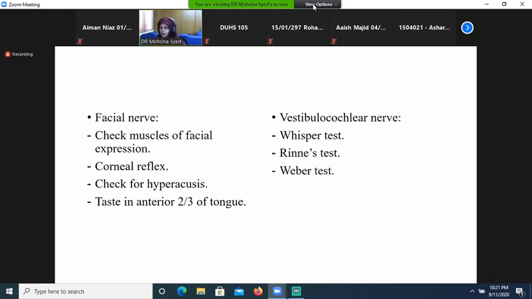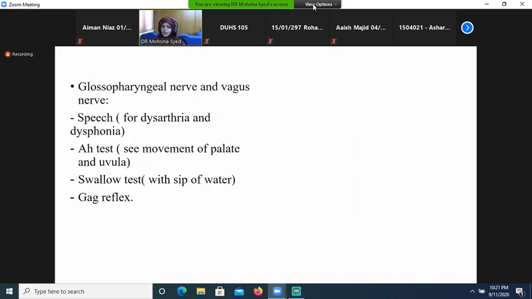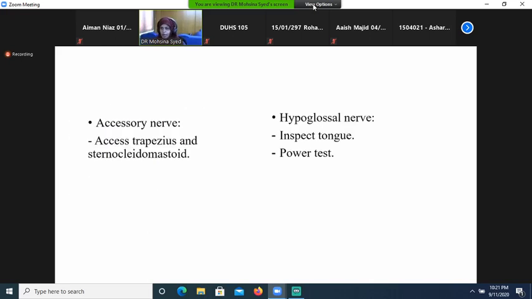The vestibulocochlear nerve for the whisper test, Rinne's test, and the Weber's test. Glossopharyngeal and the vagus, speech examination for dysarthria and dysphonia, examination for the movement of palate and uvula, swallow test with sips of water, gag reflex, and the cough reflex. Accessory nerve to assess trapezius and sternocleidomastoid muscles, hypoglossal nerve to inspect the tongue and the power test.